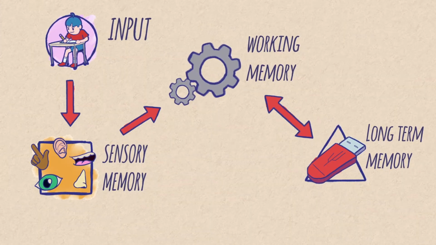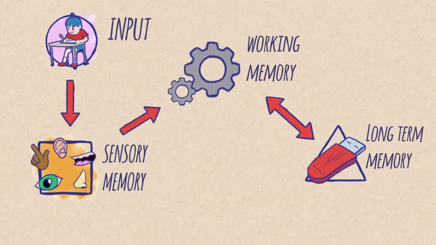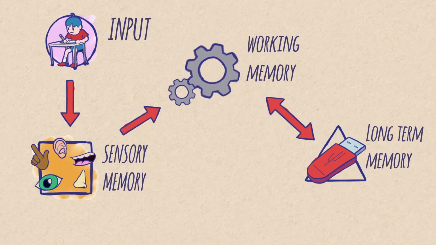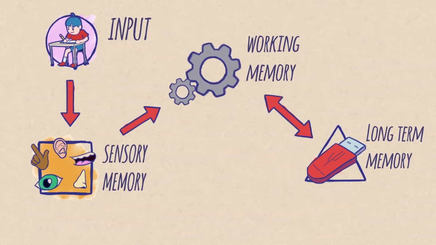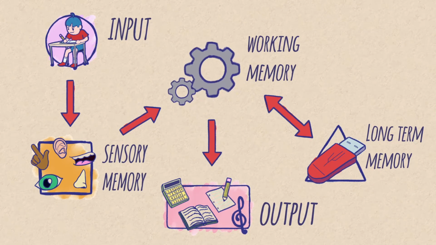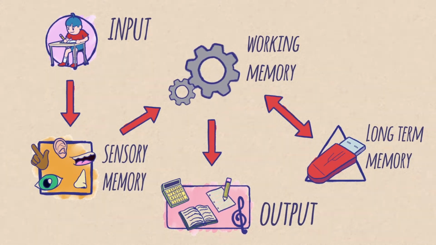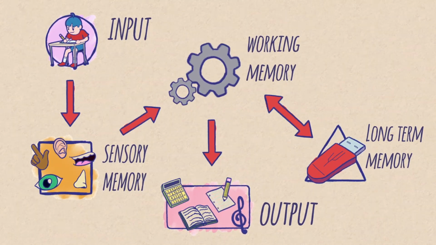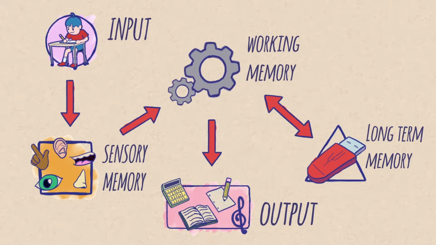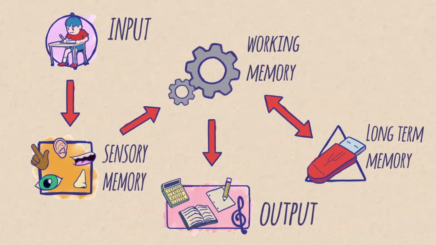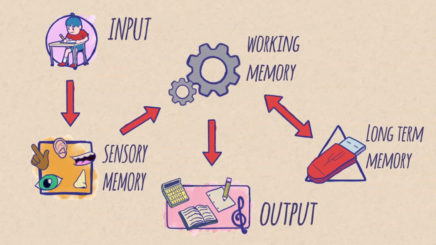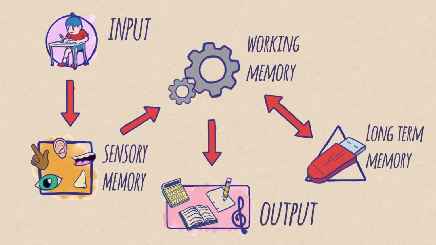Information goes back and forth from working memory to long-term memory as it is processed in new ways. This is where learning occurs. The output in this model is any learning behavior students exhibit, such as reading, writing, speaking, problem solving, or actions they take as a result of their learning. Let's take a closer look at the process that occurs in each of these components.